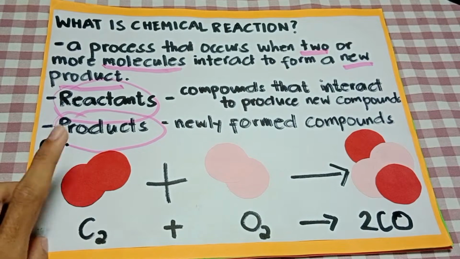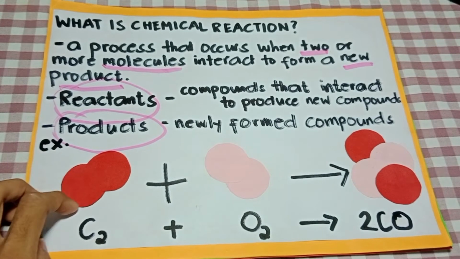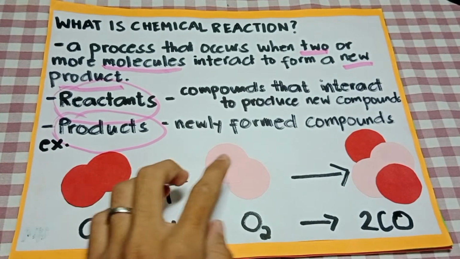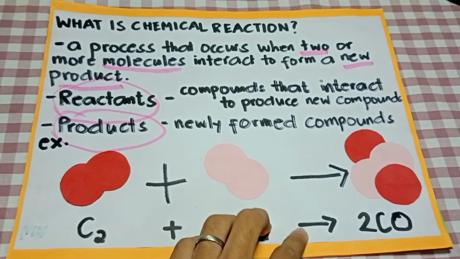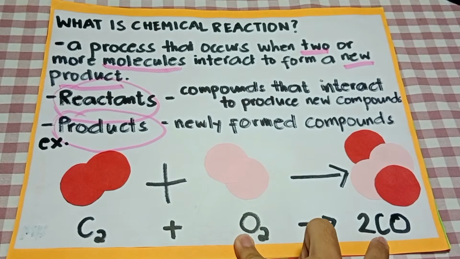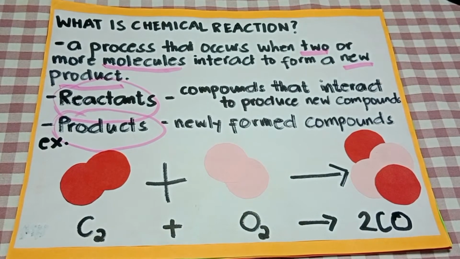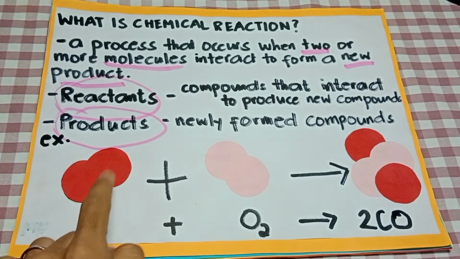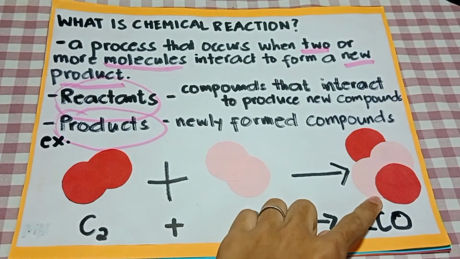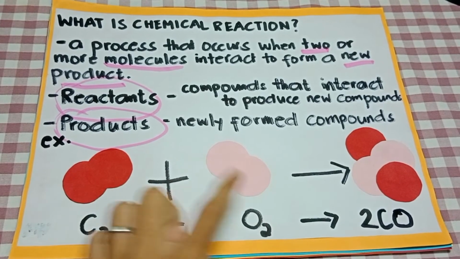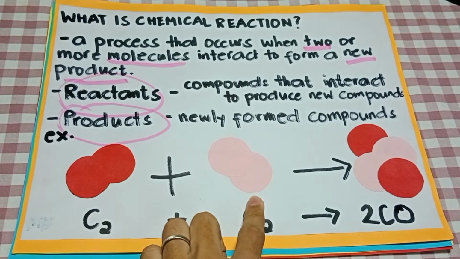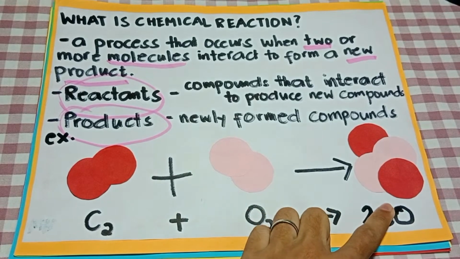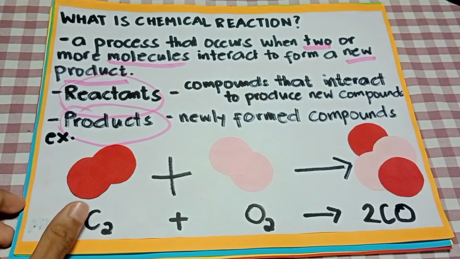To make it more precise and clear, we have here an example. Here we have two carbon atoms plus two oxygen atoms, which will form two carbon monoxide. As you can see, this part is the reactants, while this one is the product. These are the compounds that combine together to form newly formed compounds.